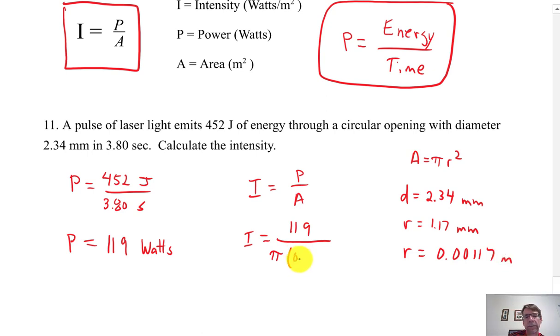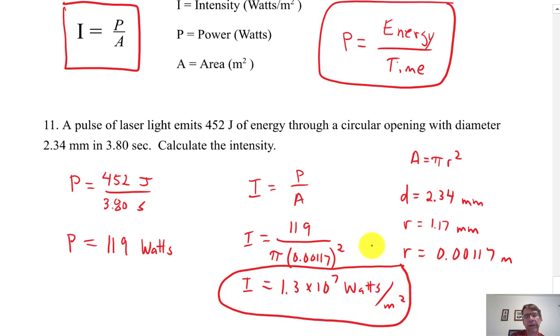That's 0.00117 squared. And you got to remember to square that. Just square the radius. You don't want to square everything, though. So if you want to be safe, you do pi times that 0.00117 squared ahead of time, and then divide that into 119. So you got to push all the right buttons on your calculator, and when you do all that, you get 1.3 times 10 to the 7th. And that's watts per meter squared.